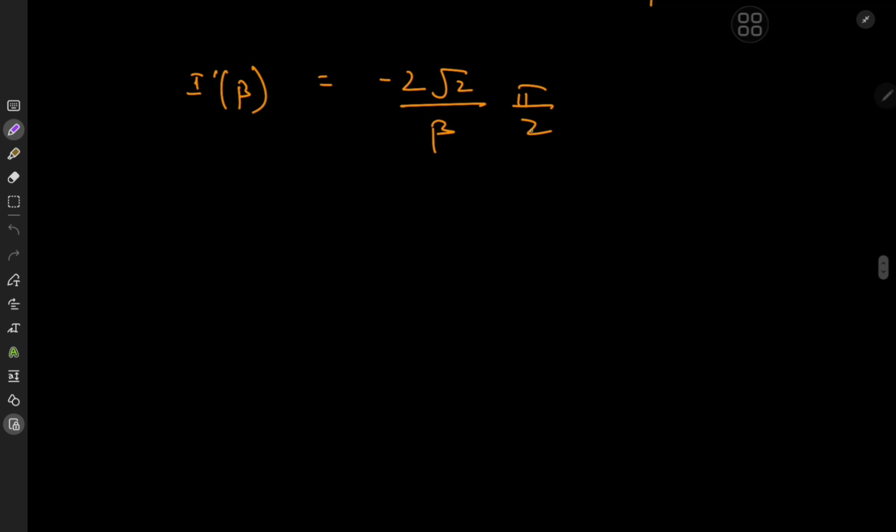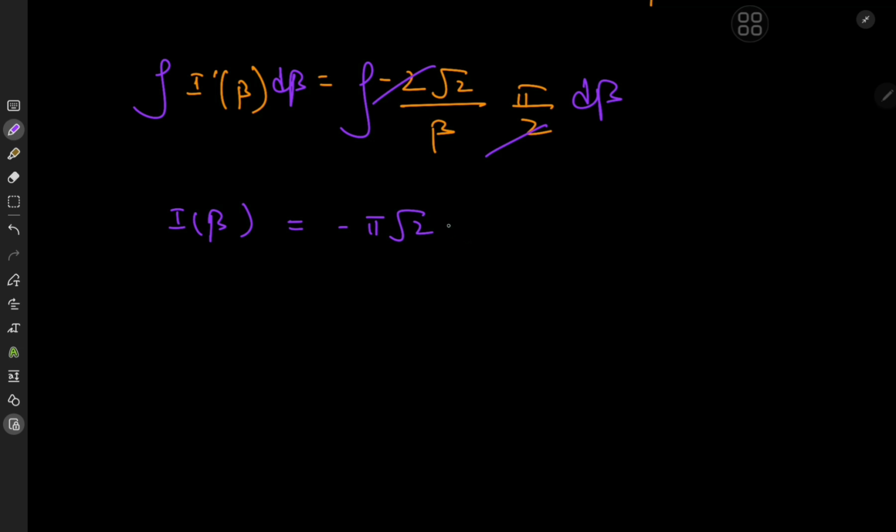Now all that's left to do is to cancel out the 2's and now recover the integral function by integrating with respect to the beta parameter. So there we go. And now we have I of beta equal to, let's see what we have. We have negative pi times root 2 times the logarithm of beta. And of course, this could be written as the logarithm of 1 by beta plus a constant of integration c.